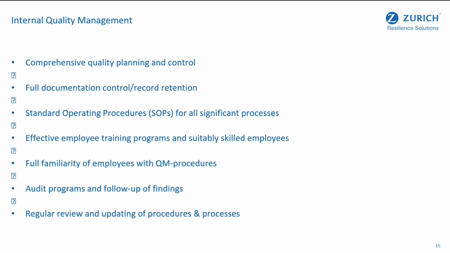Ensure your employees are familiar with the quality management procedures and processes that you have in place. Audit programs or follow-up findings, so internal audits. In addition to internal audits, you also audit your supply chain. If there's a resource constraint or challenge within your organization, maybe you look at setting up a critical supplier list, and then you audit your critical suppliers on a more periodic basis than some of your less critical suppliers.